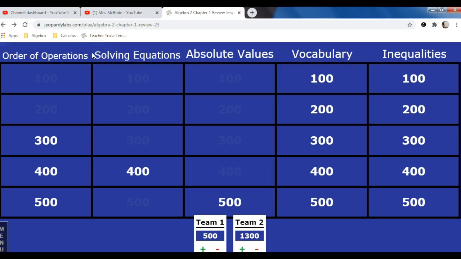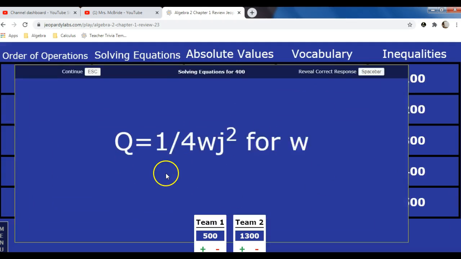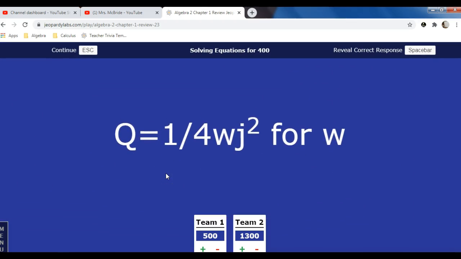All right, next up, Olivia and Nick. Category and points go to Olivia. Oh no. All right, solving equations, 400. Nobody likes inequalities. Yeah, remember these? These are called literal equations. It's where you solve for a variable because you have a variable. It's really not that bad.